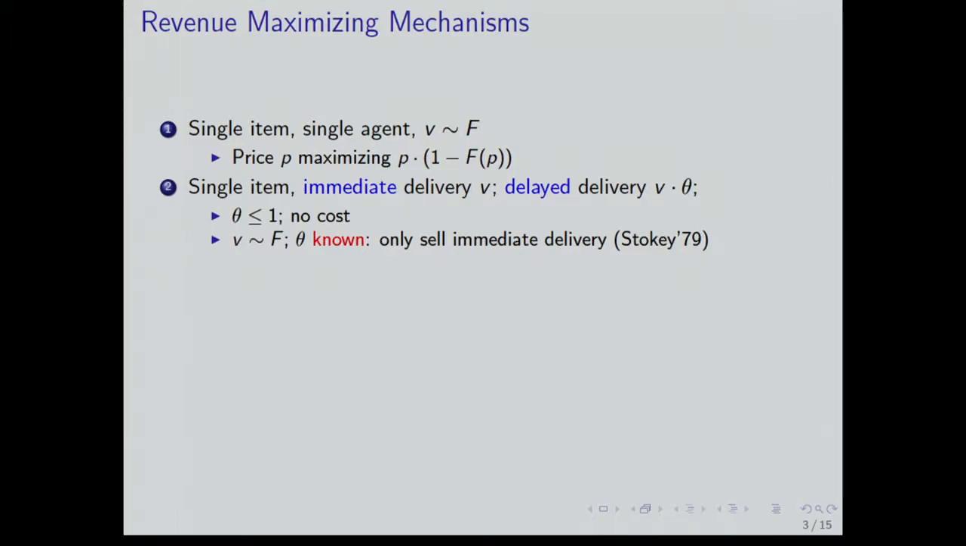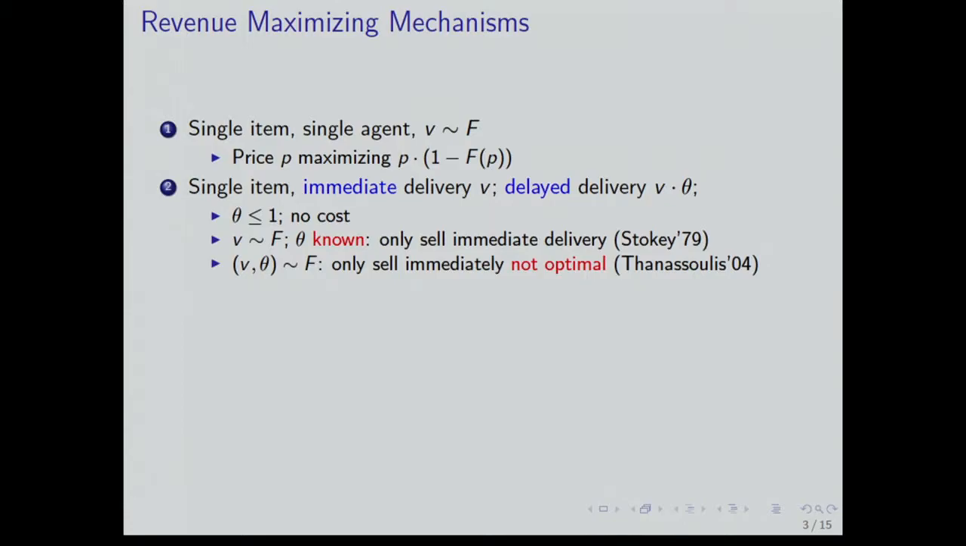Stokey first showed that if theta is known, if the seller exactly knows what the discount factor is, and the only unknown is the value for immediate delivery, then you might as well just post a price for immediate delivery and never offer the buyer the delayed delivery, which makes sense, right? Because we know theta, we know that the buyer always likes immediate delivery more than delayed delivery. So if you want to maximize revenue, we should maximize surplus, so give the buyer the option that he likes more.